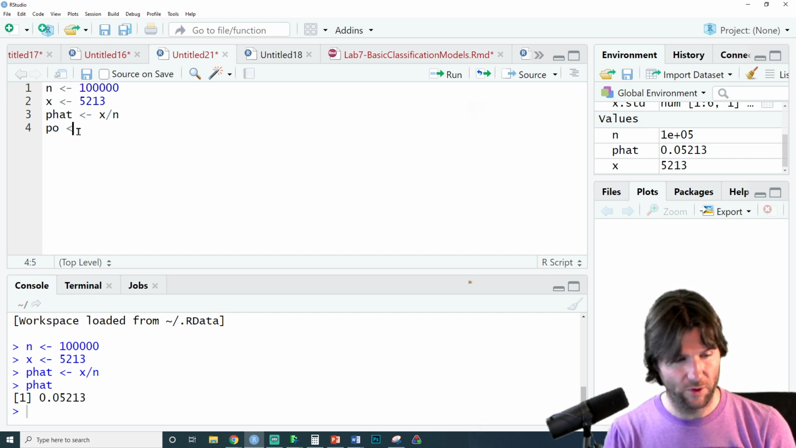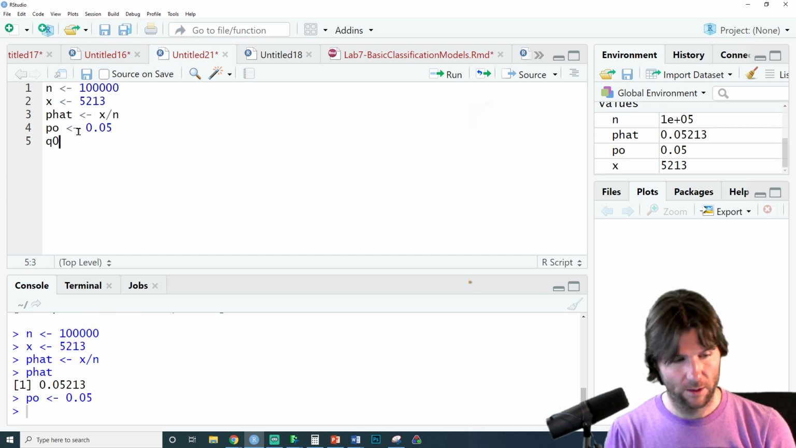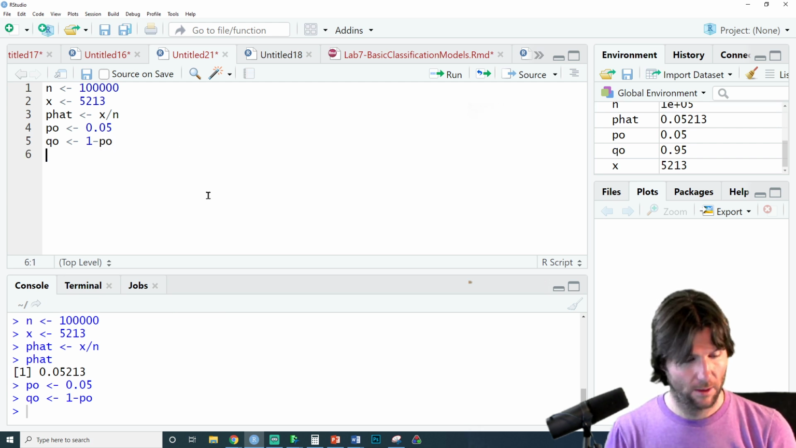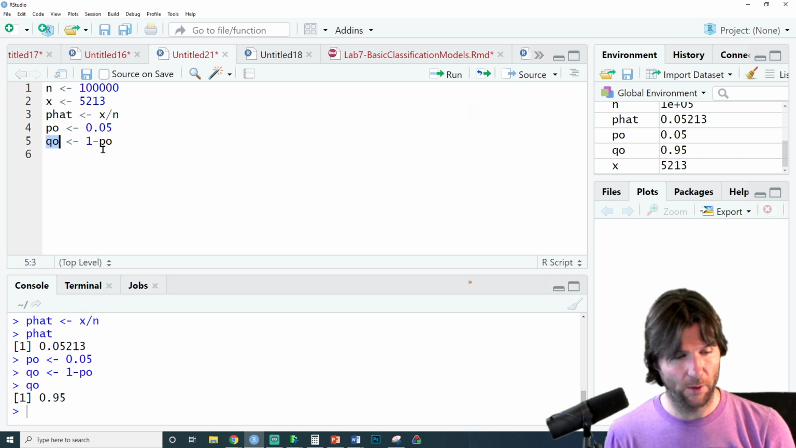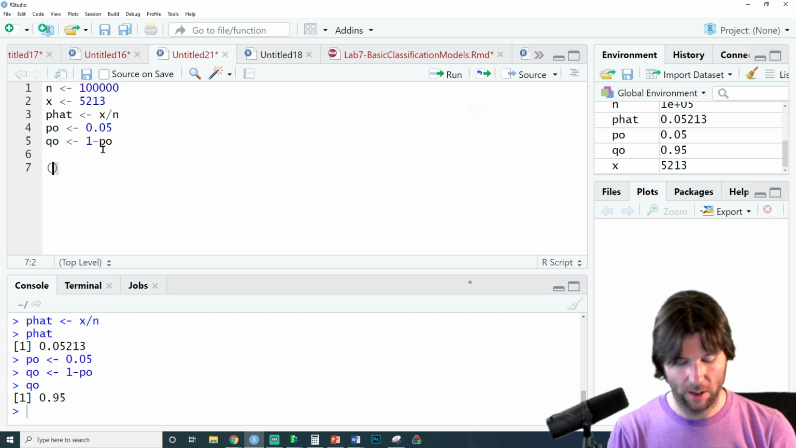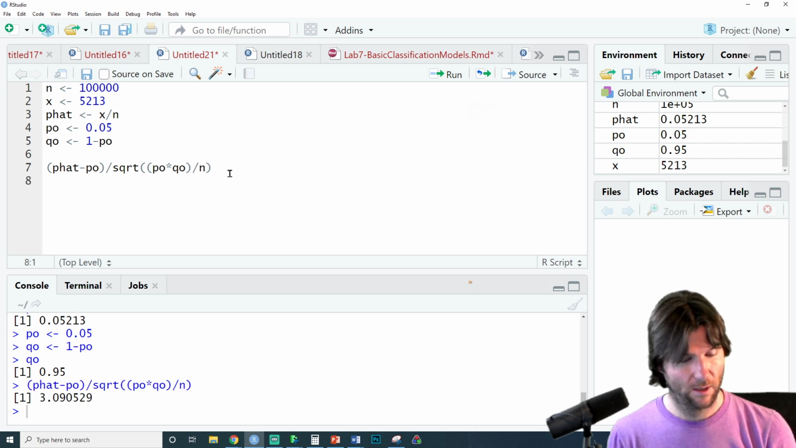P naught is equal to 0.05. And then Q naught is equal to 1 minus P naught. So if you notice here, I can click Q naught, and that's now equal to that. So then we can write our equation: p hat minus p naught over the square root of, I need to put in parentheses, p naught times q naught over n, and there's the square root on that. So that should, there we go.